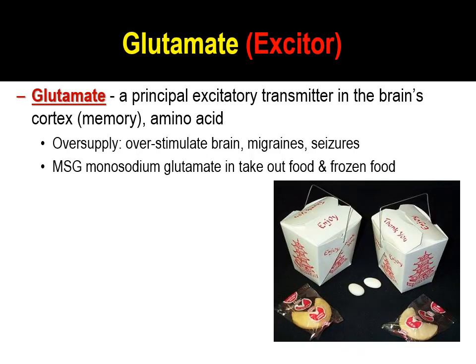So glutamate is an exciter. It's the principal exciter in the brain, and it impacts memory. It also is involved with amino acids. Now, too much glutamate overstimulates the brain. It can give you horrible migraine headaches, and it can give you seizures.